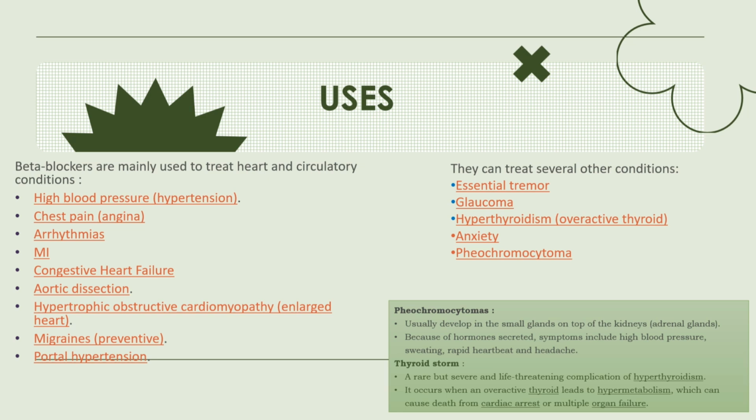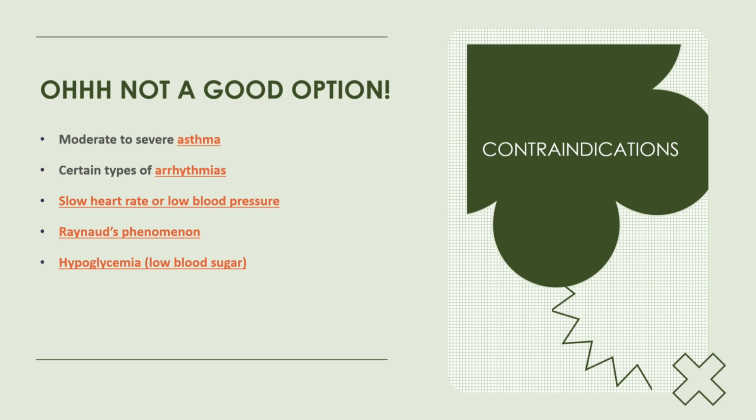Now, moving on to the uses. Always remember beta blockers are related to the heart, okay? So remember the conditions that are related to the heart, such as hypertension, angina, arrhythmias, MI, congestive heart failure, aortic dissection, etc. Other than heart diseases, it is used in essential tremor, glaucoma, hyperthyroidism, that is overactive thyroid, anxiety, pheochromocytoma. You should avoid beta blockers in patients with the conditions listed below. Asthma, arrhythmias, low BP, Raynaud's phenomenon, which is a problem caused by decreased blood flow to the fingers due to spasm of blood vessels in those areas. Hypoglycemia, as you know, low blood sugar. So you should avoid beta blockers in such cases.